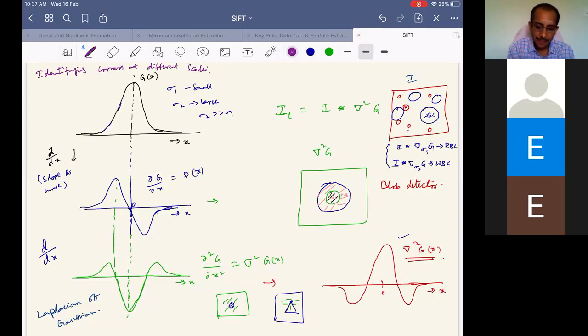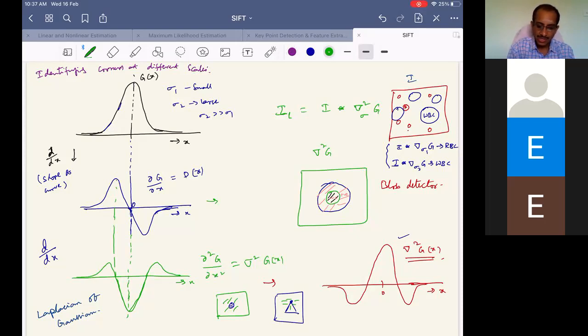How do we do it? Simply we add a parameter sigma, and this sigma will control the size of the blob I am extracting. If you convolve with a bigger Gaussian, a larger sigma, which is a wider Gaussian, and Laplacian of the wider Gaussian, then you will get a bigger blob extracted or highlighted. If you convolve with a narrower Gaussian, a smaller blob gets highlighted.